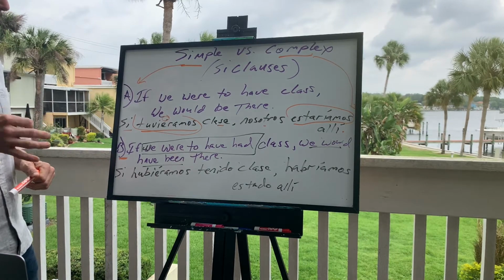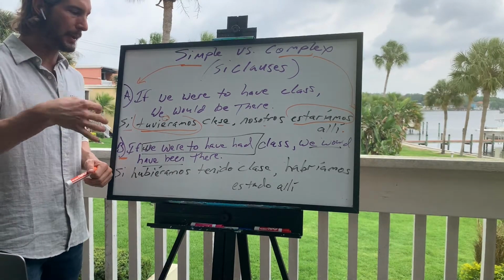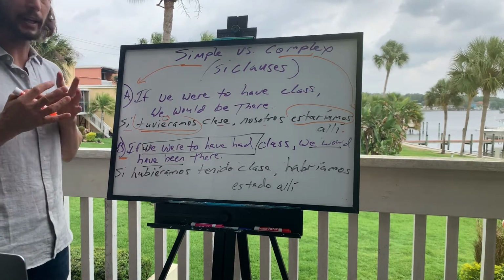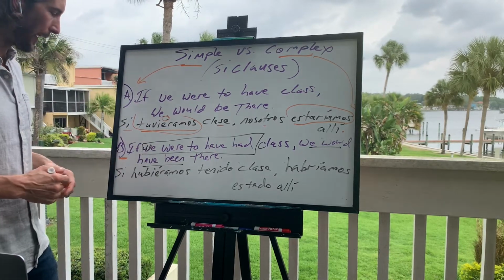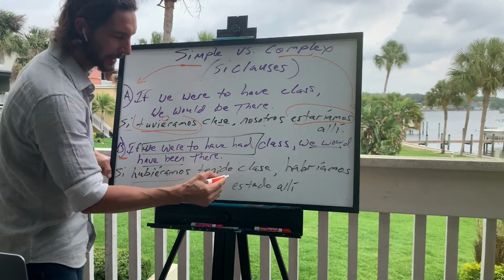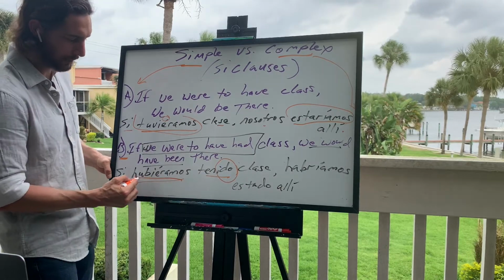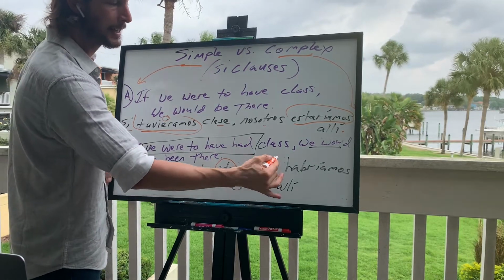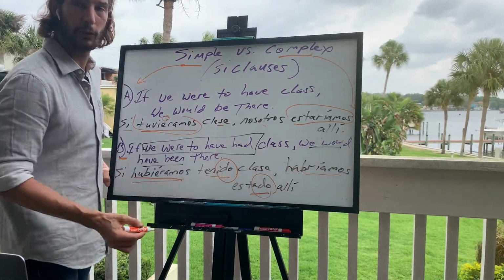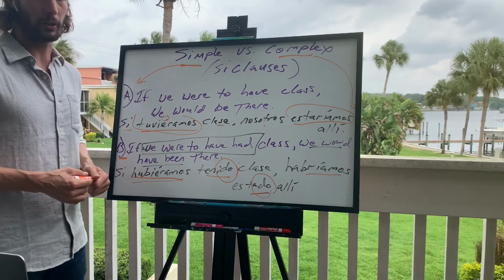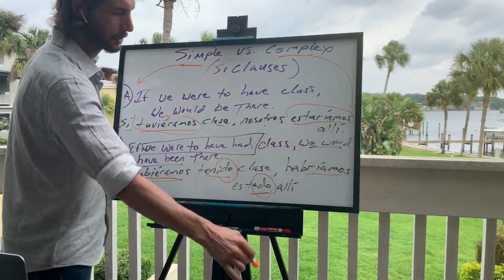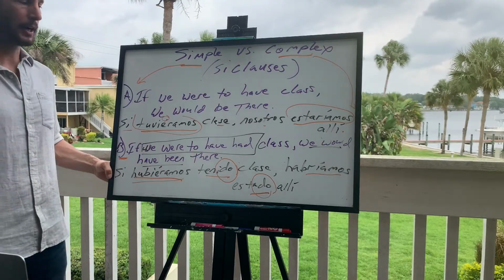Here we have the complex si clause, letter B. If we were to have had class, we would have been there. This is just reworking it to use perfect tenses, again reflecting back onto the past. So, si hubiéramos tenido clase, right? We have our past participle, we have haber. Si hubiéramos tenido clase, habríamos estado ahí. So again, past participle, conditional perfect, I should say. So past perfect subjunctive plus conditional perfect gives you the complex si clause.